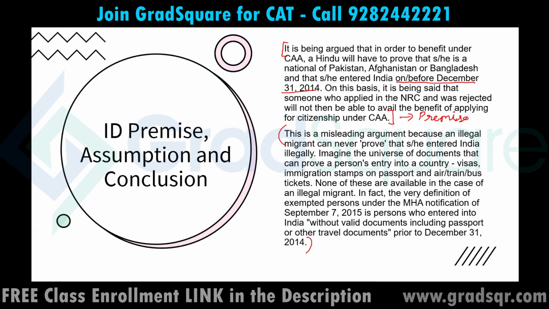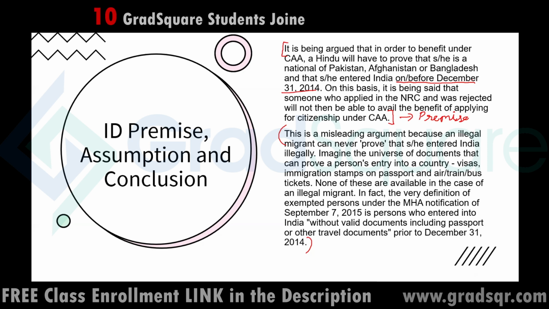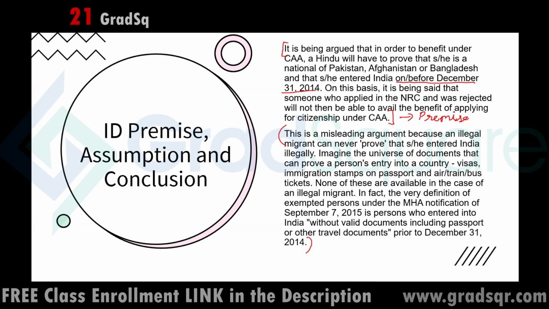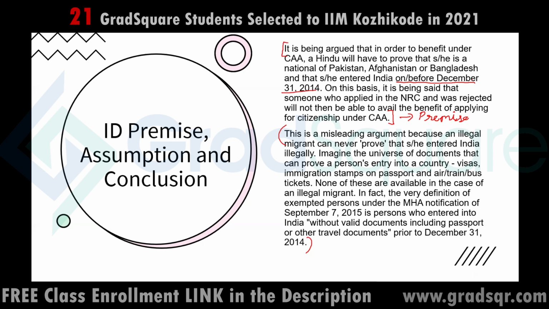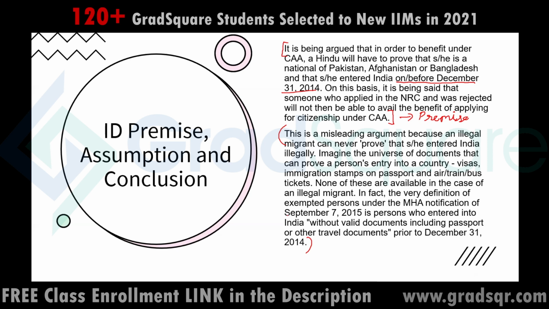So what is the implicit assumption here? The implicit assumption is that apart from the use of documents, there is no other way in which a person can prove whether they have entered India on or before December 31st of 2014. So the author's assumption is that only documents can prove it. There is no other means of proving when someone has entered India legally or illegally. That is an assumption present within the author's argument. So you can see clearly that in a reading comprehension exercise, when the passage is a bit long, it can be tricky to figure out what is the premise, what is the assumption, and what is the conclusion.